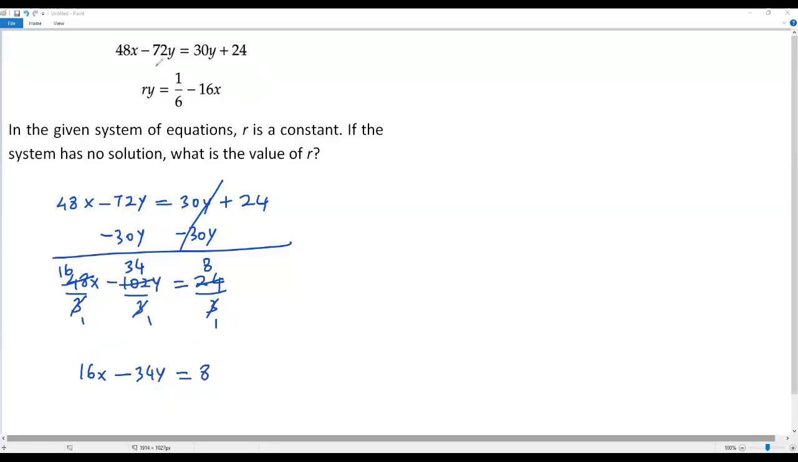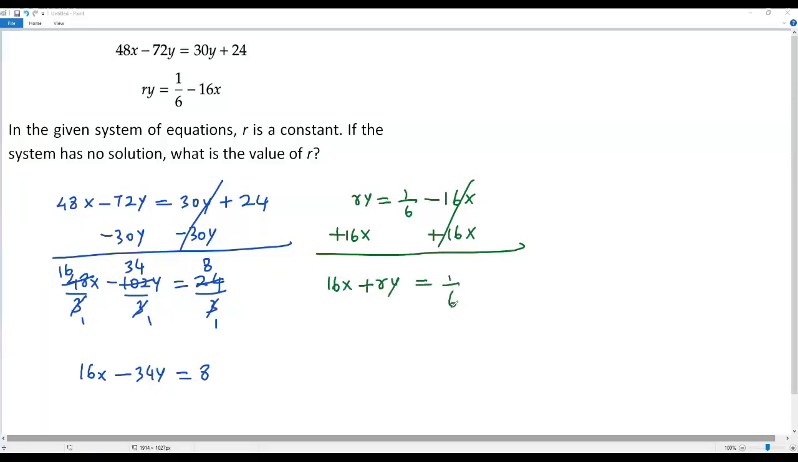In the same way, I have to get the second equation in standard form. Now let me take the second equation, that is ry = 1/6 − 16x. Here already we have the constant on the right side. The only thing is we have to get the x and y terms on the left side. Already we have y on the left side, so now we have to get rid of this −16x. For that, I have to add 16x to both sides. When I add 16x to both sides, the −16x and +16x cancel out. So on the left side, I'm getting 16x + ry = 1/6.